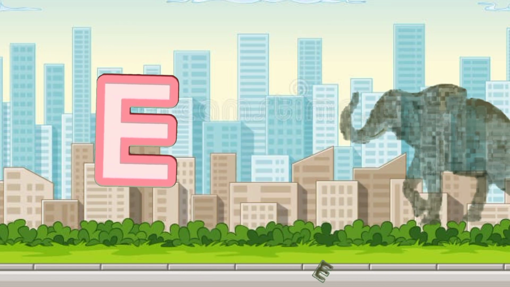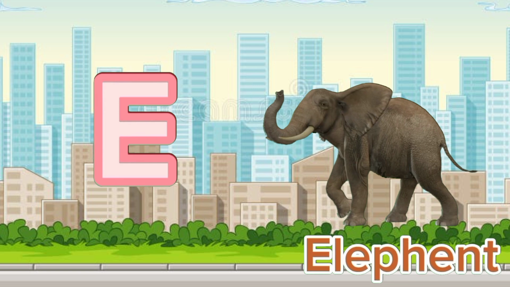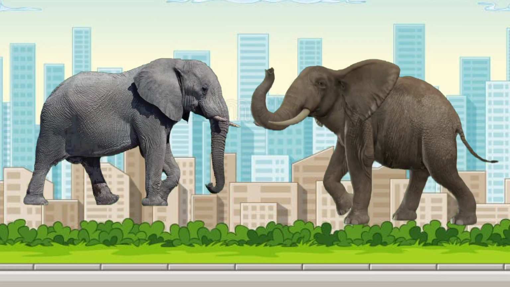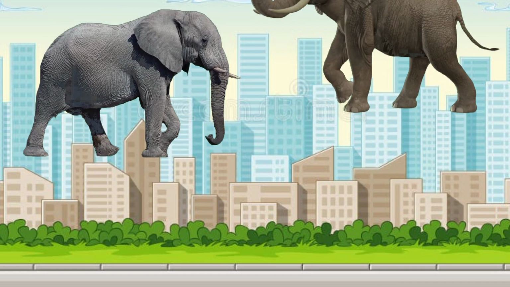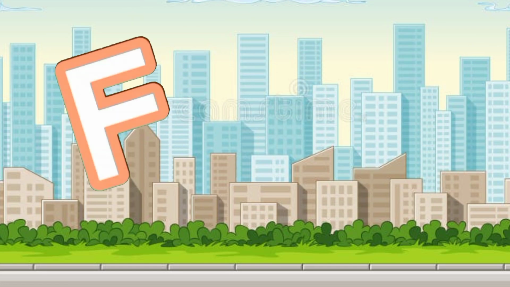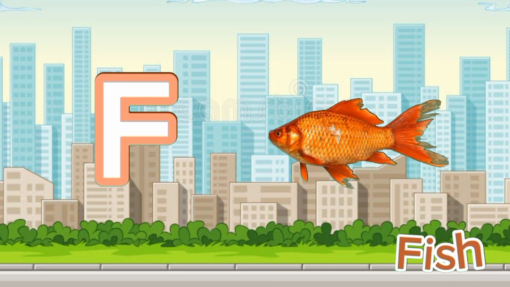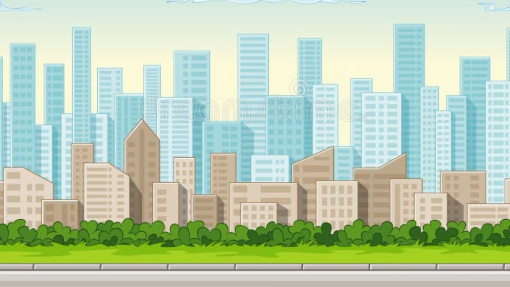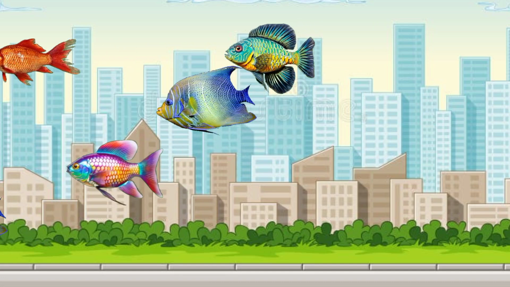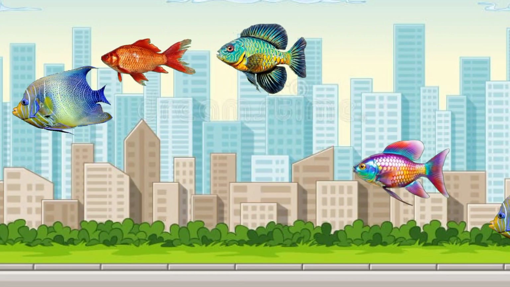E for elephant. This is elephant. E for elephant. This is elephant. F for fish. This is fish. F for fish. This is fish.